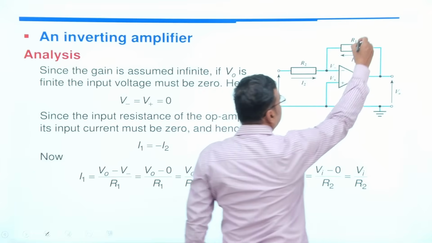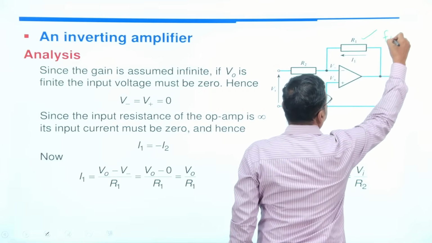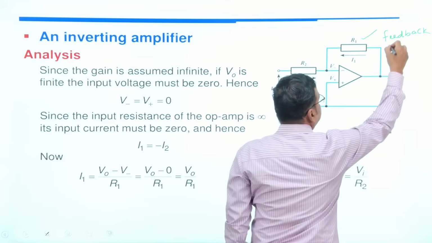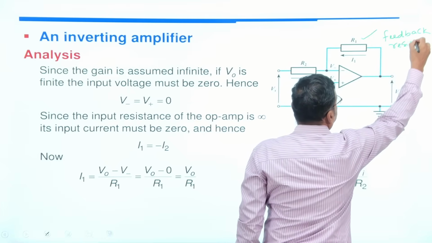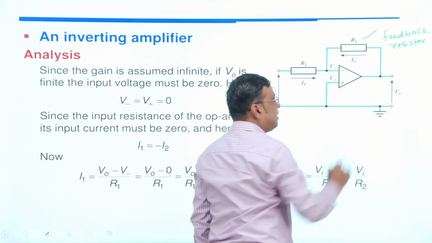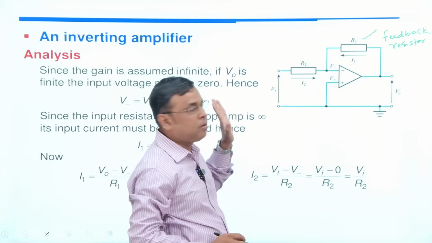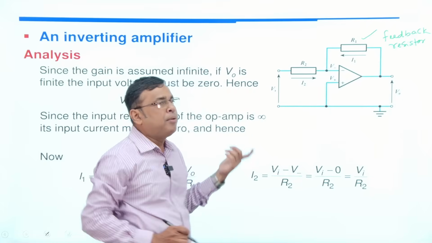This resistance, we can say, is your feedback resistor. Here, R1 is your feedback resistor. So already we have discussed the inverting amplifier in lecture 1.